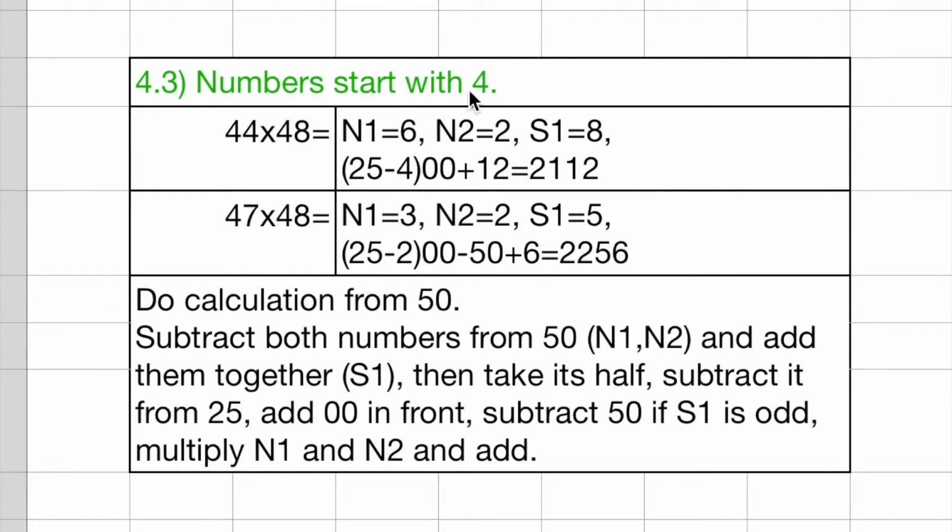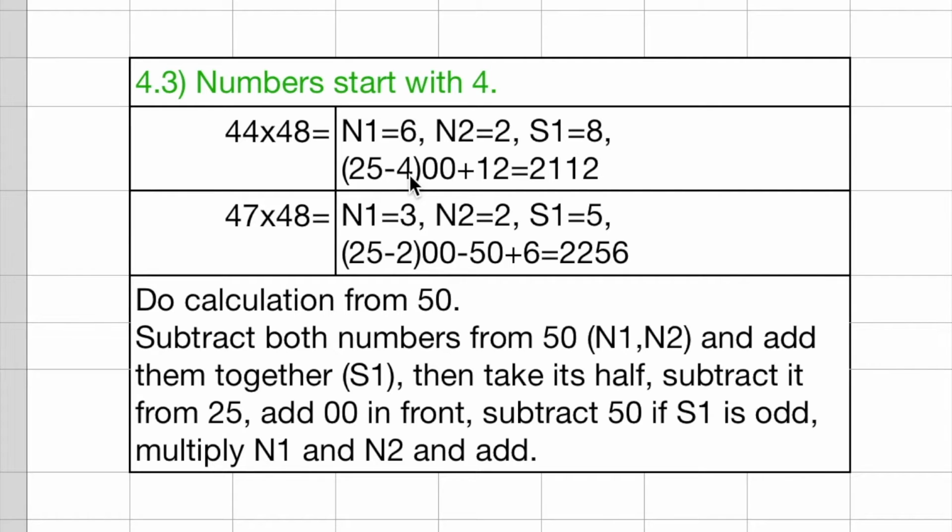Case number 3. Numbers start with 4. For example, 44 times 48. Here we do the calculations from 50. So we subtract both the numbers from 50 and we call that n1 and n2. So n1 is 50 minus 44, which is 6. And n2 is 50 minus 48, which is 2. So our S1 is n1 plus n2, 6 plus 2, so this becomes 8. Then we take its half, which is 4.